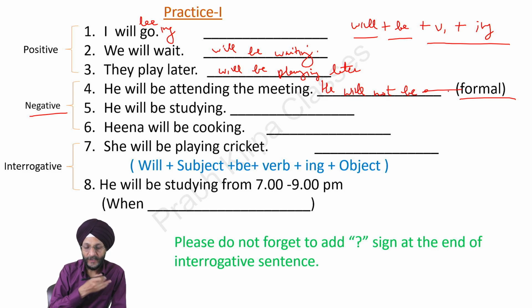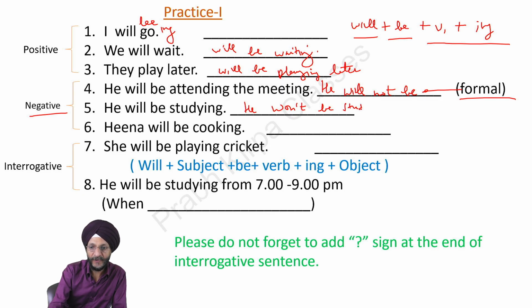However, if we are talking in an informal way, that is, we are talking verbally, then you can say he won't be studying. That is, will not be becomes won't be. Hina will not be becomes Hina won't be, as we have made it negative.